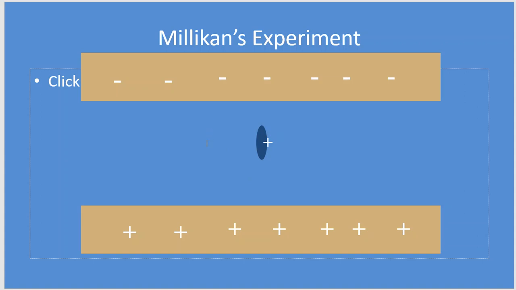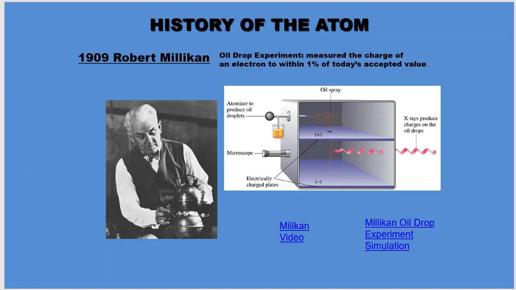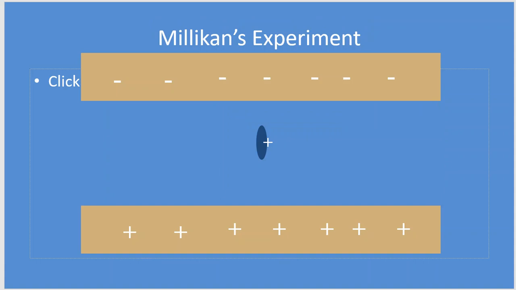Based on the amount of repulsion there, he was actually able to calculate the charge of an electron in coulombs. And I think he was within 1% of today's accepted value. This was back in 1911, and it's pretty cool. I think 1909, sorry. It's just a pretty fun experiment that he did.